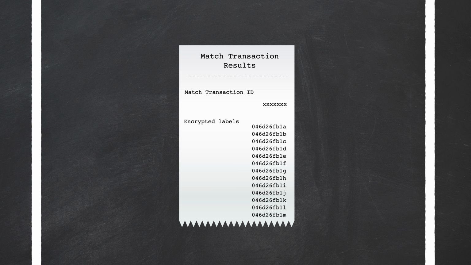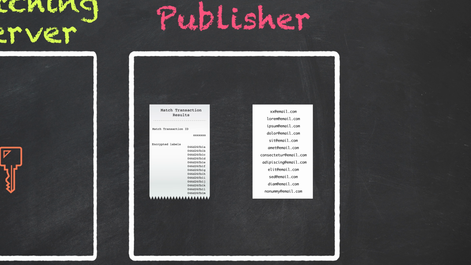It also includes a set of encrypted labels that will later be used to determine whether an ad impression corresponds with the matched ID, but right now it just looks like a bunch of nonsense. Labels look like nonsense because they were encrypted by the matching server using a set of keys that we'll talk about in a minute. Publisher combines this information with its original data set. That way, when the publisher has an ad impression to sell against someone in its data set, the bid request will include the match transaction ID and the encrypted label.